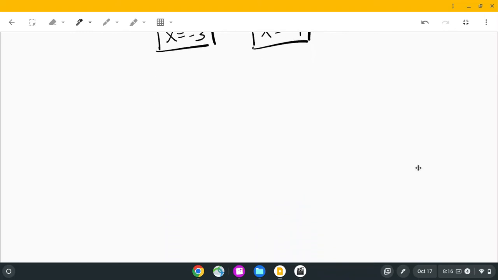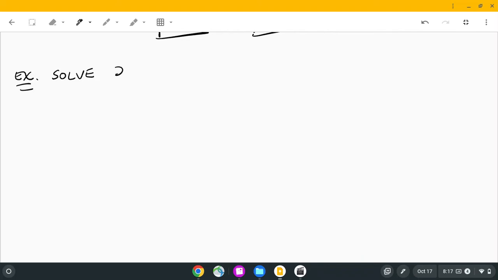Okay, let's try another one. Okay, so let's try this one. So let's go back to the word solve. Okay, they all mean the same. Solve. Find the zeros. Find the roots. All right, so let's solve. Let's do this one. 2x cubed minus 3x squared minus 23x plus 12 equals 0.